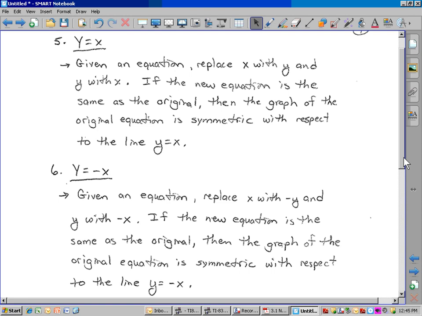The fifth test, the line y equals x. Given an equation, you're supposed to replace x with y and y with x. If the new equation is the same as the original, then the graph of the original is symmetric with respect to the line y equals x.